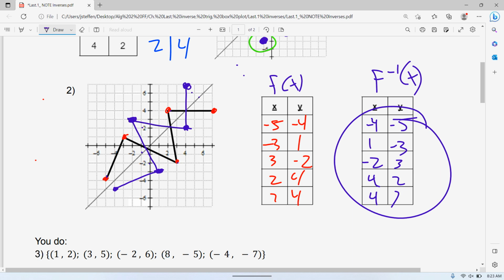1, -3, over 1 down 3 is another point. -2, +3 is up here. Over 4 up 2 and over 4 up 7. Those are all those exact same ordered pairs.